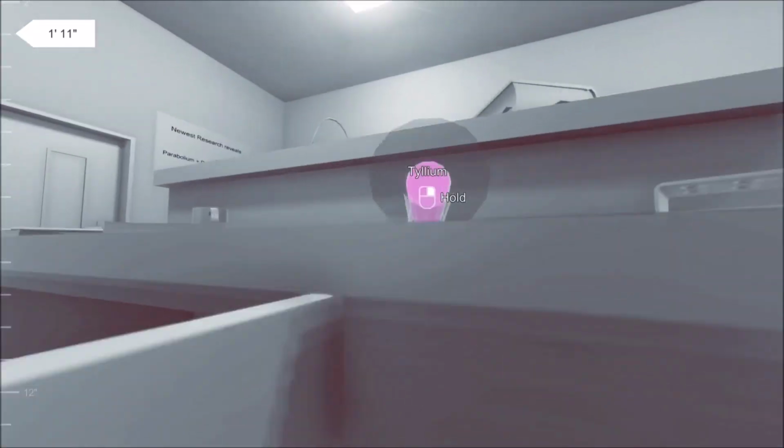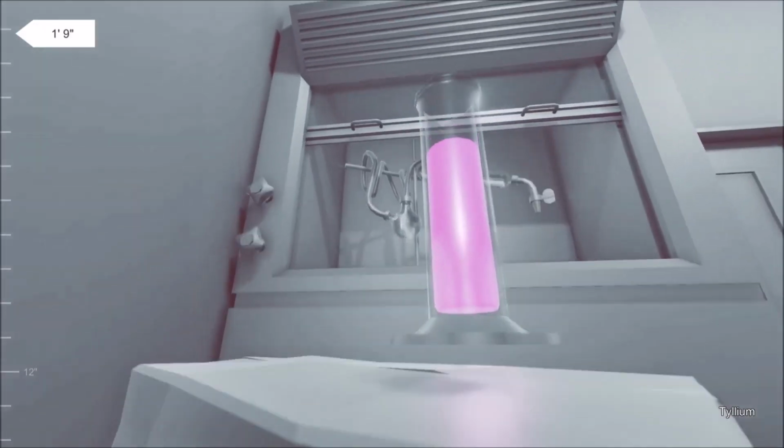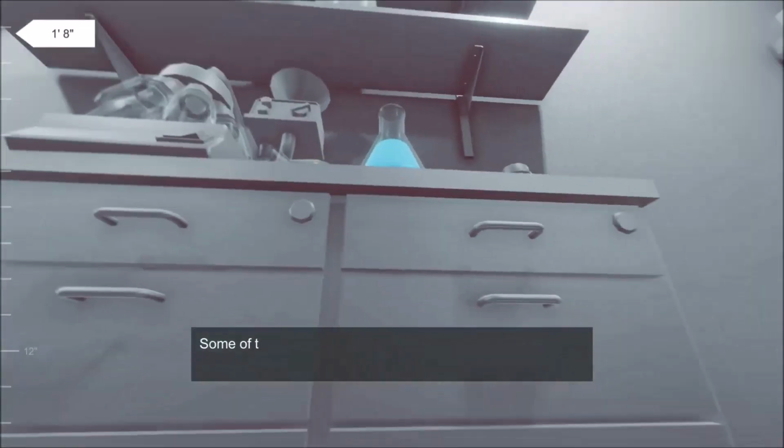What was that thing up there? What if I put that in there? I'm not going to be able to, am I? Oh, I'm not going to be able to do this. That is water.